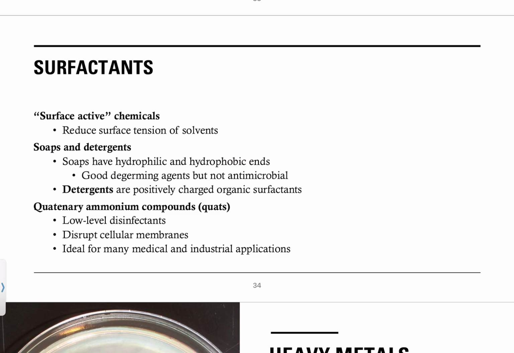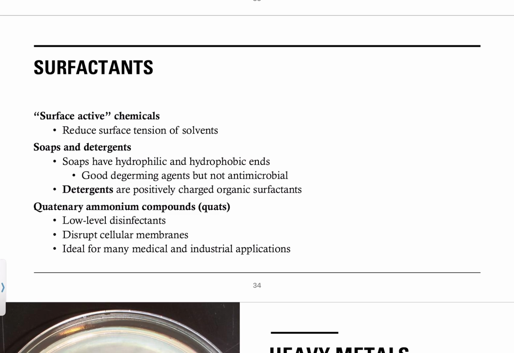Surfactants, we have surfactant in our lungs. If you remember from the respiratory chapter in Anatomy and Physiology 2, surfactants' goal is to lower surface tension. And it does so by helping wash away oils and microbes. So soaps are a good example of a surfactant. They primarily de-germ by emulsifying oils rather than killing microbes directly.